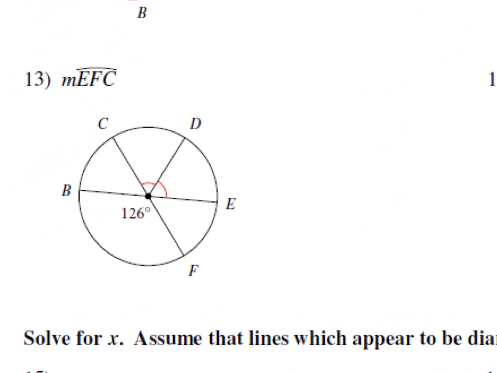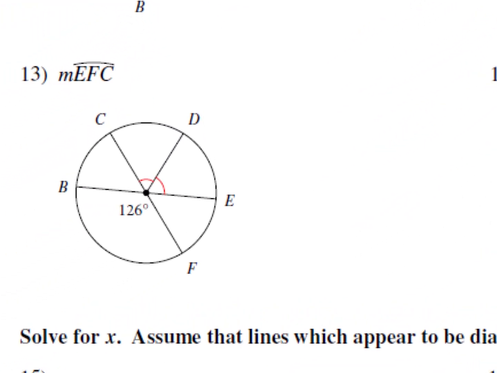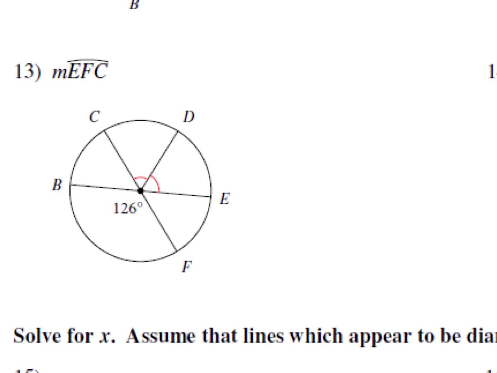Here we are being asked to find the measurement of arc EFC. So let's mark that part. So where is our EFC in here? So our EFC is actually starting from here, E, F, and then C. It means to say it goes this way. Okay, so what can we find in here?